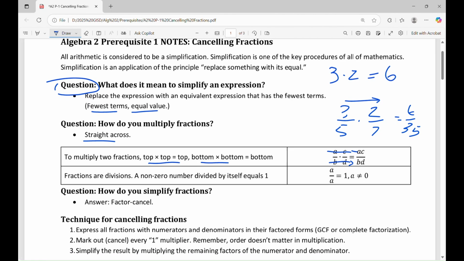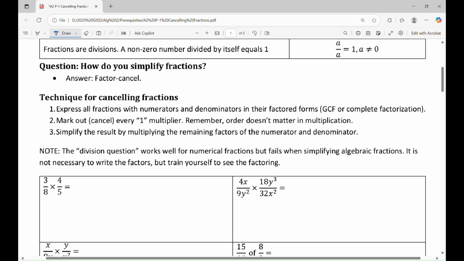So we're going to reduce fractions. And here's a question. Again, notice that this is a thing that will show up on a vocabulary test. How do you simplify fractions? And we're talking about either multiplication or reducing a single fraction. And the answer is factor, cancel. The idea of changing a fraction is that we're going to discover a hidden 1 multiplier. So you can pause and read these 3 statements here, and then play again to watch the examples.